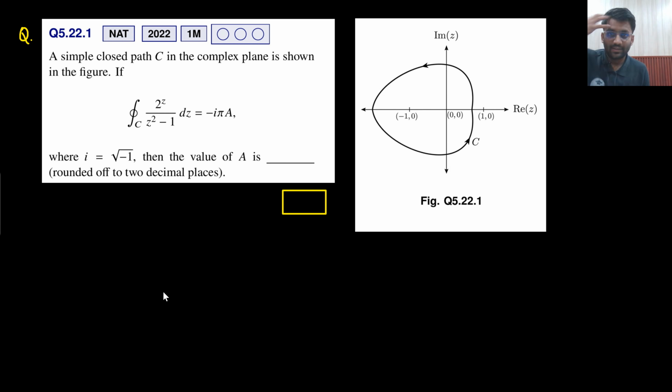Yeah, welcome back. So were you able to solve this question? What was the answer? Answer is 0.5. Okay. Yeah. As far as I remember, it is 0.5 only. I don't know. Yeah, 0.5 only.